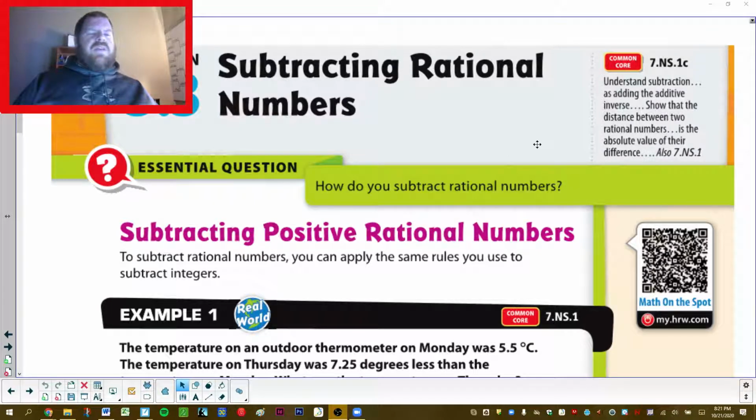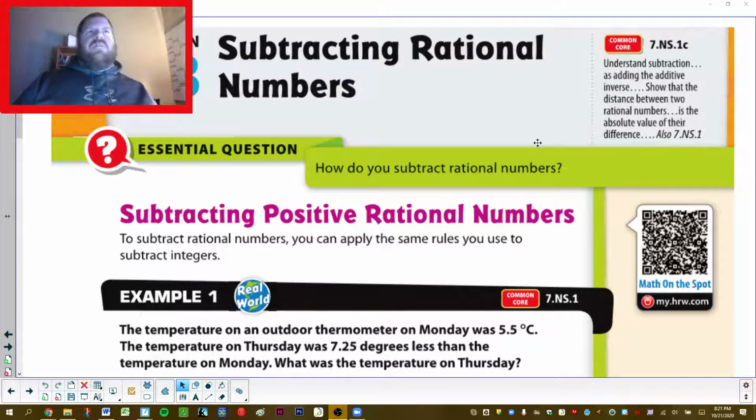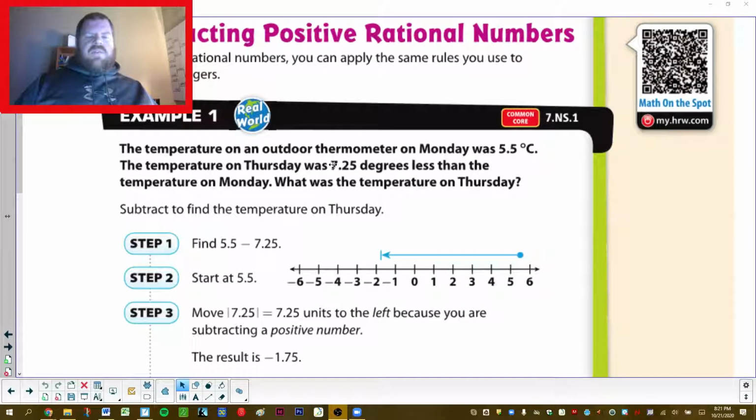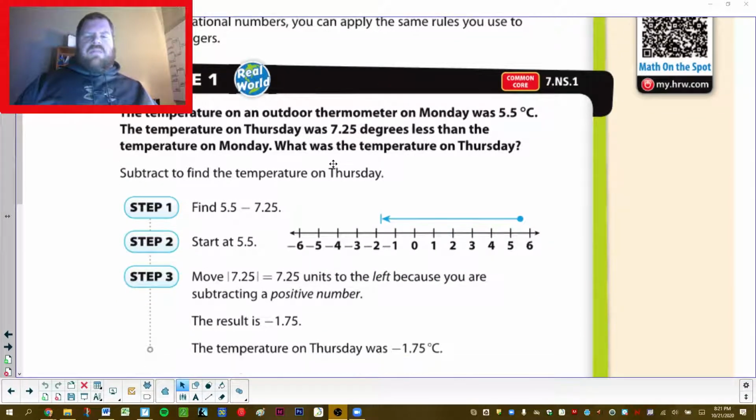I'll go ahead and let you speculate as to what you might think might be coming next. Okay, but as we look at subtracting rational numbers today, we're going to start with just positive rational numbers, which is really something that we should be able to handle relatively easily. But let's go ahead and look at what we have.